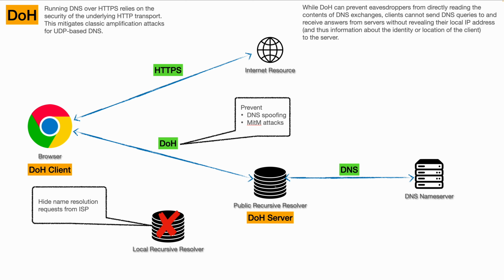Then the resolver, of course, can use standard DNS to query the names. It doesn't use the local recursive resolver. It can hide the name resolution request from, let's say, your ISP, if that's what you want to achieve. Let's have a short demo on that.